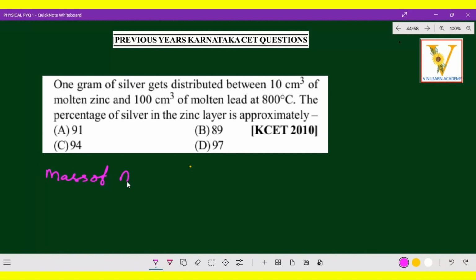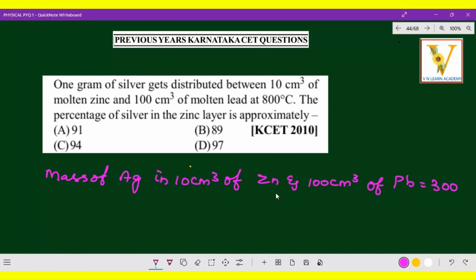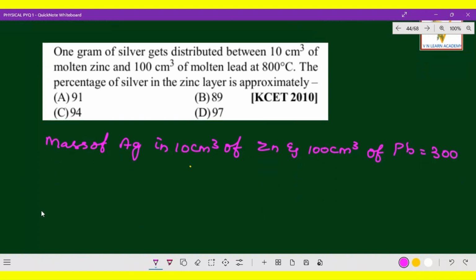Okay, so here actually mass of silver in 10 cm cube of zinc and 100 cm cube of lead, it's 300. Let us assume this value, okay, because silver, zinc and plumbum, that is lead, three are there, no, so let us think it is 300. Now let us find the concentration, right?